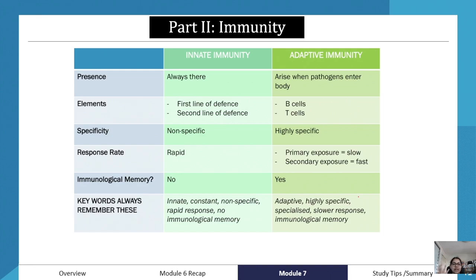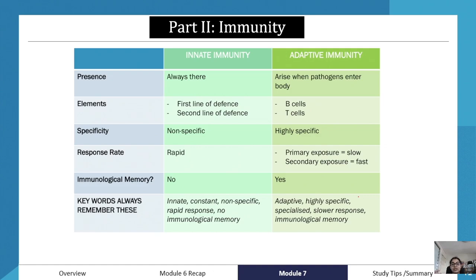So B cells and T cells. And this response, and these cells specifically, are highly specific. This response is specific. It is tailored to the pathogen that enters the body. So it's going to be very specific to that pathogen, because every pathogen is of course different and needs to be dealt with differently, and that is what the adaptive immunity does.